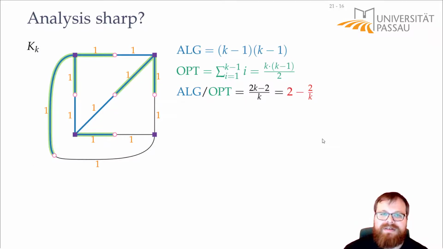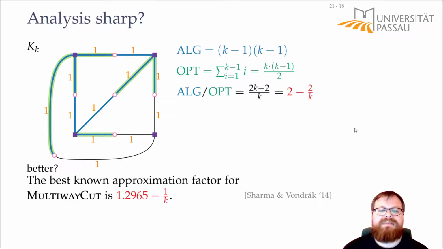Are there better algorithms? Again, the answer is yes. There's an algorithm by Sharma and Vondrak from 2014 where they achieved the approximation factor 1.2965 minus 1 over k. So this is already substantially lower than a 2.